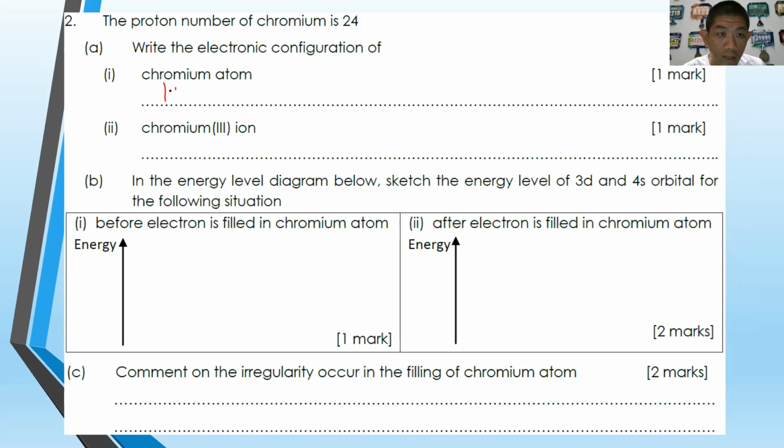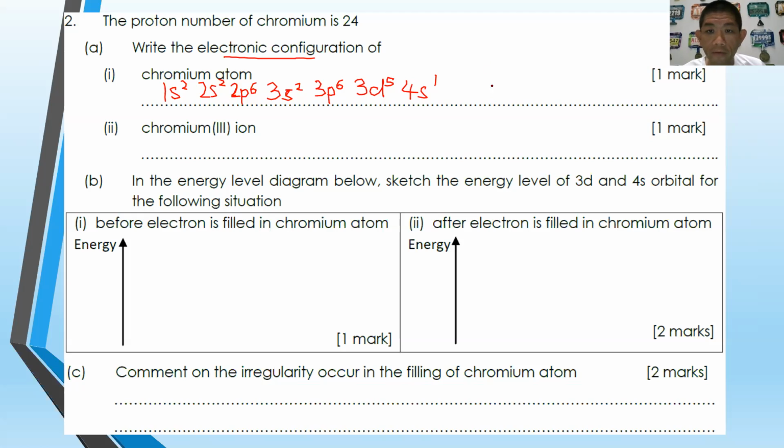You have to start as 1s2, 2s2, already 4, 2p6, already 10. Then you have 3s2, which is already 12, 3p6, which is already 18. And then here there is an anomaly, which is 3d5 and then 4s1. Because they want the electronic configuration, you must write it in the full form.